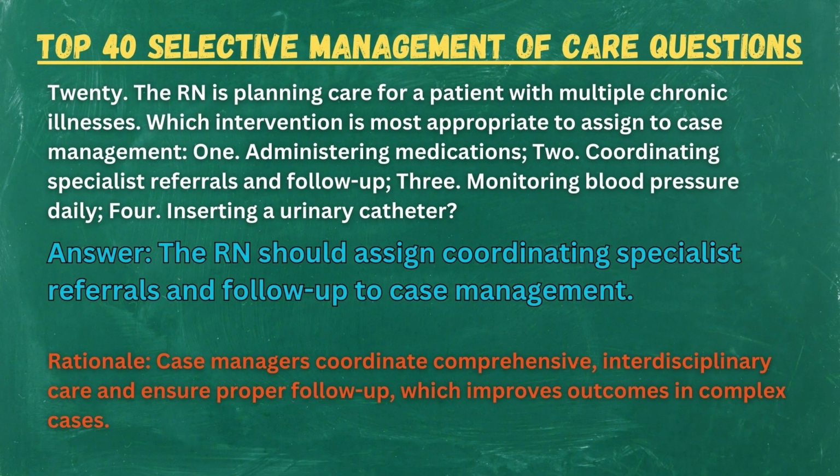The RN is planning care for a patient with multiple chronic illnesses. Which intervention is most appropriate to assign to case management? 1. Administering medications. 2. Coordinating specialist referrals and follow-up. 3. Monitoring blood pressure daily. 4. Inserting a urinary catheter? Answer: The RN should assign coordinating specialist referrals and follow-up to case management.